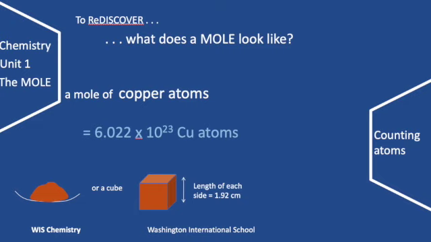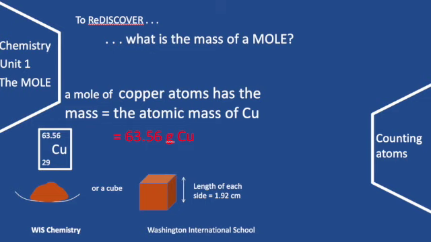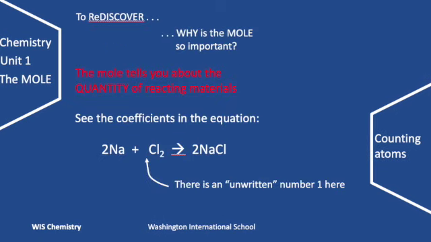And here's a mole of copper atoms, and the atomic mass is 63.56, so just under 64 grams of copper is 1 mole of copper, and is the atomic mass of copper with 6 times 10 to the 23 atoms of copper.